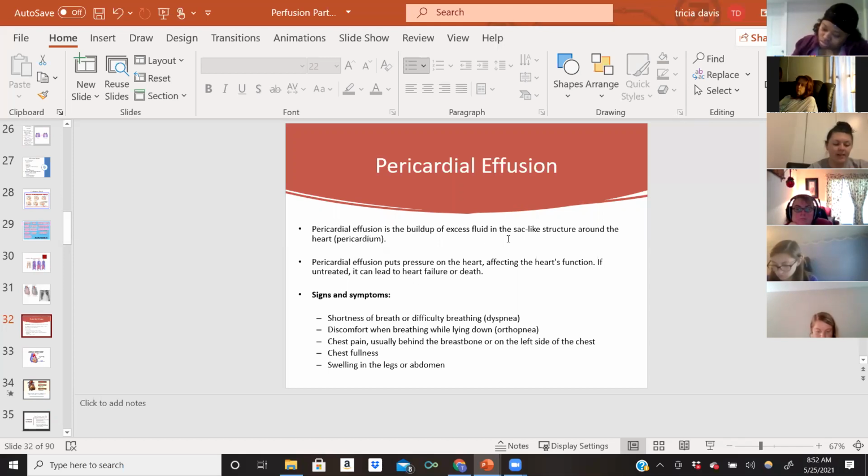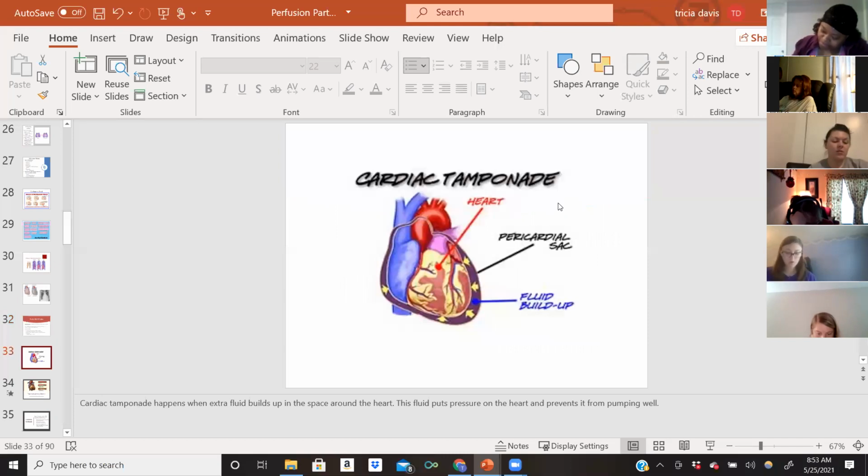Signs and symptoms of a pericardial effusion: shortness of breath or difficulty breathing, so dyspnea, and discomfort when lying down, orthopnea. So most of these patients will say the only way that they can breathe is sitting up. Chest pain, usually behind the breastbone or on the left side of the chest. They might report that their chest is full because they have all that fluid in there. And then we're going to see swelling in the legs or in the abdomen. We could see a cardiac tamponade. This happens when all that extra fluid builds up and puts so much stress around the heart that it prevents it from pumping.